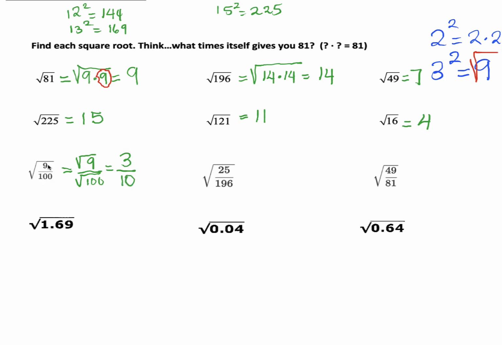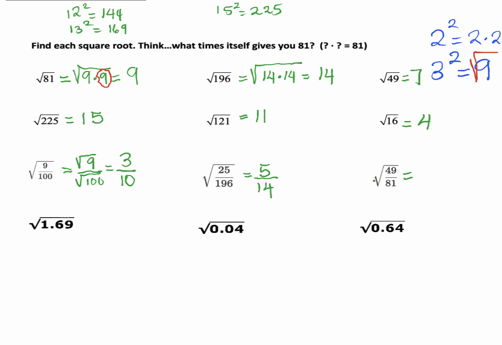So the square root of 9 over 100 is 3 over 10. Same thing here. What is the square root of 25 over 196? Now, the square root of 25 is 5. That's your numerator. And your denominator, we just did this before, the square root of 196 is 14.